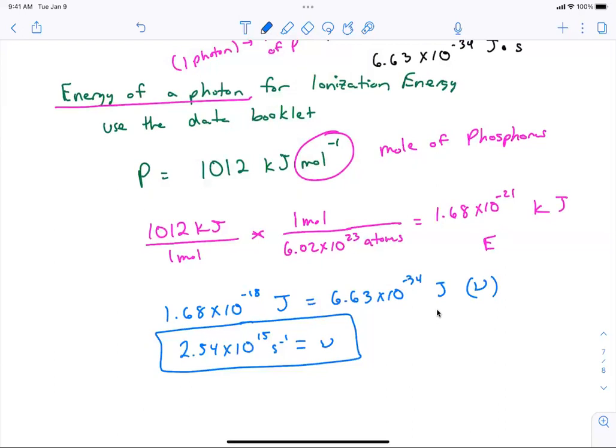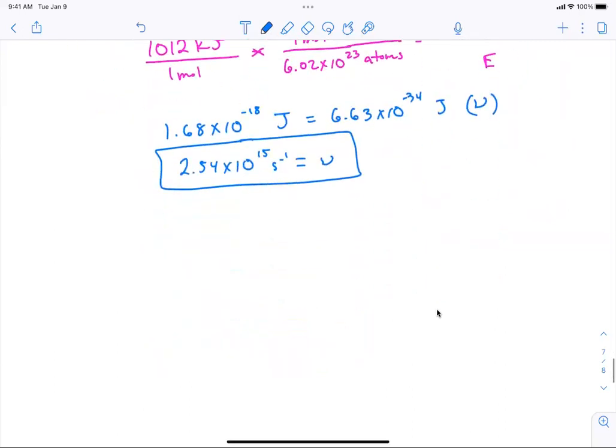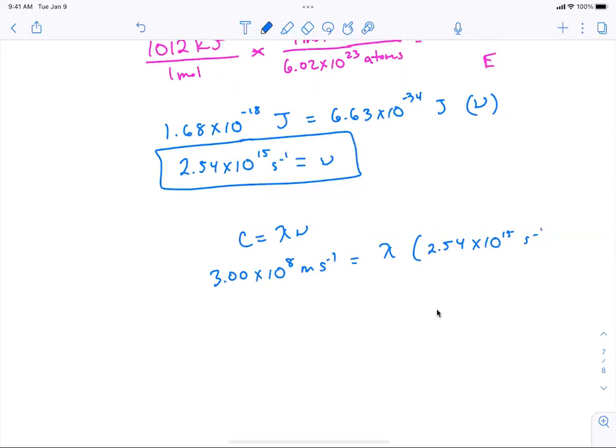And you can convert that to wavelength as well, because once you have the frequency, you can convert that to wavelength in meters by using the same equation that you did before. C equals lambda nu, and it's 3.00 times 10 to the 8th meters per second is equal to lambda times 2.54 times 10 to the 15th seconds to negative 1. And you get a wavelength of 1.18 times 10 to the negative 7th meters for your wavelength.